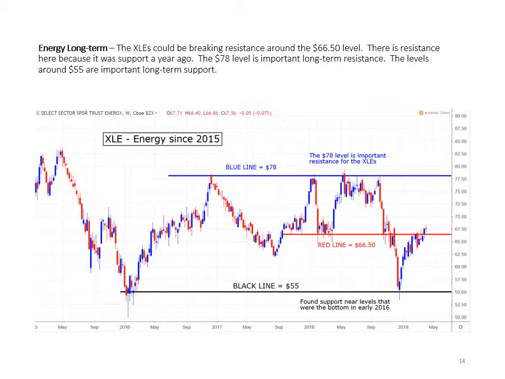Long-term picture of it, you can see how important the 78 level was. It was back here, back in 2016, since the end of 2017. And then you can see support levels. 55 is an important support level. And this is the 66.50 level we were just looking at. You can see it was a bottom here.